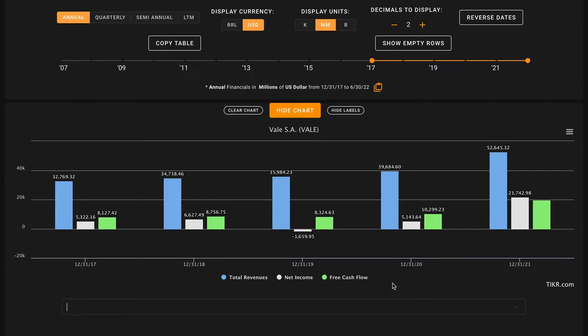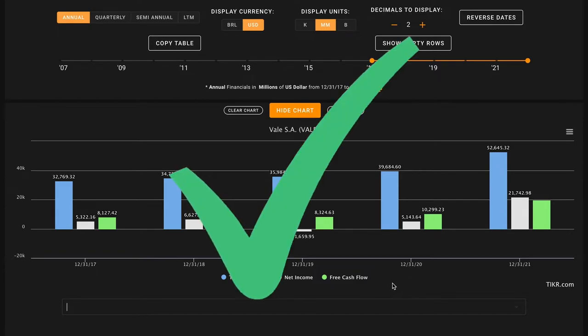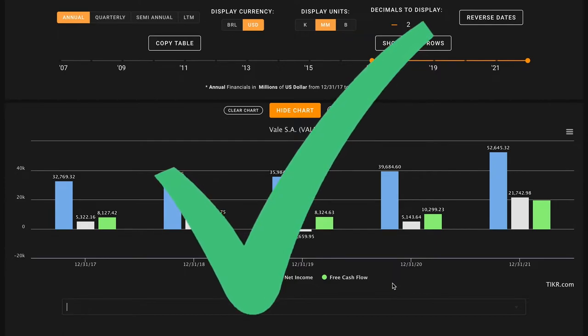So they've increased their revenues by over 50%. Their earnings have actually quadrupled over this time frame, and their free cash flows are up more than 2.5 times. So this is massive growth here for Vale. This is another strong sign on metric number 2, and is our second check in a row.